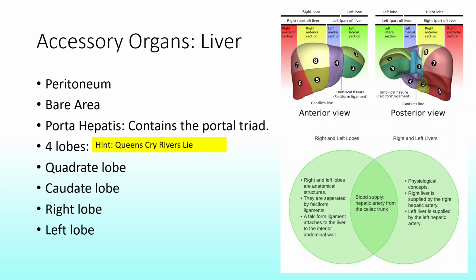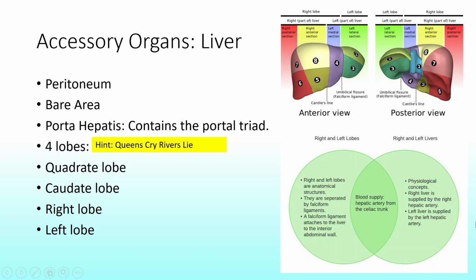And porta hepatis consists of the portal triad, which contains the hepatic portal vein. The triad also contains the hepatic artery, which brings blood to the liver, and the common hepatic duct, which brings bile from the liver. Okay? The liver consists of 4 lobes. This includes the right, the left, the caudate, and the quadrate lobes. Okay? Note that the right lobe is larger than the left lobe as well.